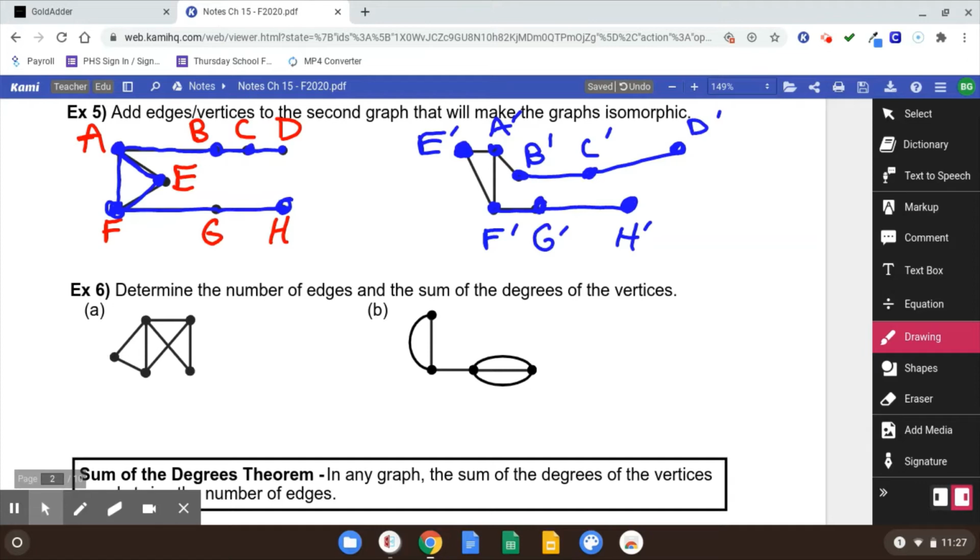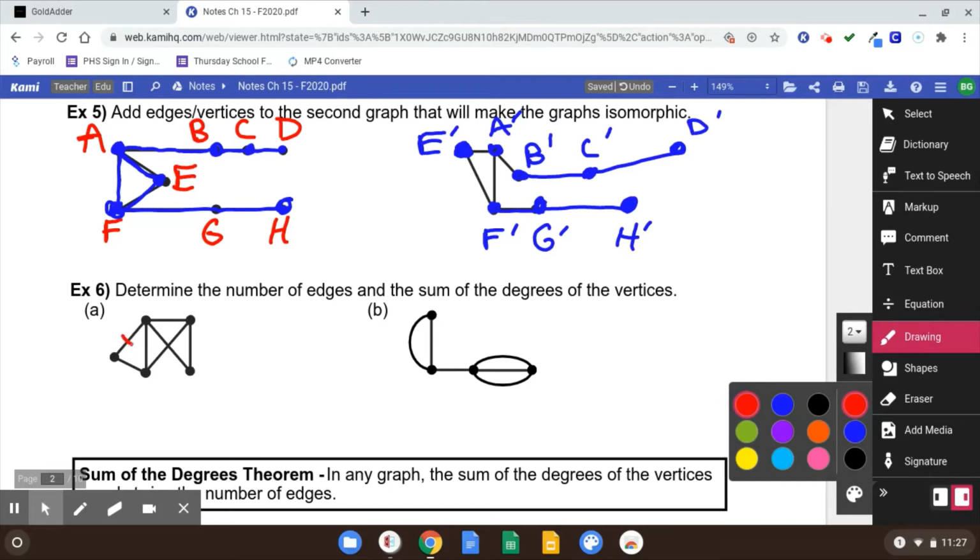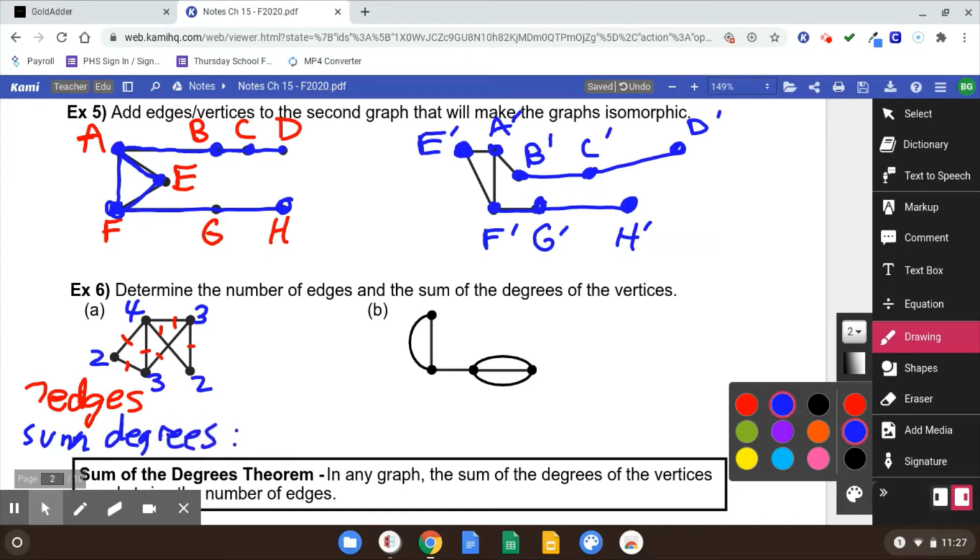Number 6, determine the number of edges and the sum of the degrees of the vertices. So number of edges, 1, 2, 3, 4, 5, 6, 7. I see 7 edges. Now look at the degrees. You've got a 2 and a 4 and a 3, a 2 and a 3. So the sum of degrees, 4 and 3 is 7, it's 9, 12, 14. The sum of the degrees of all of the vertices is 14.